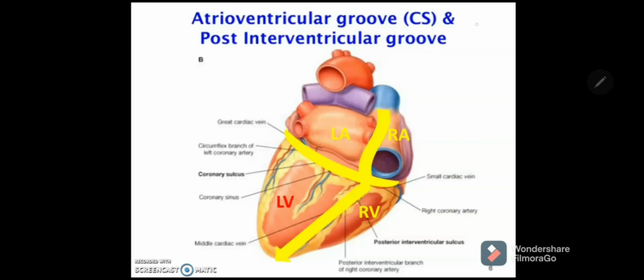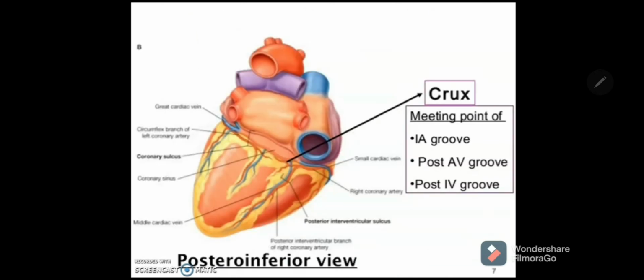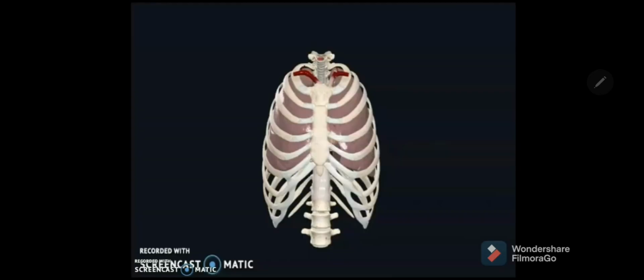And where these three grooves meet, that area is called the crux of the heart, where interatrial, interventricular, and atrioventricular grooves meet. That area is called the crux of the heart, which is shown by the red dot here. And here you can see again that is the point where these interatrial, posterior atrioventricular, and posterior interventricular grooves meet.